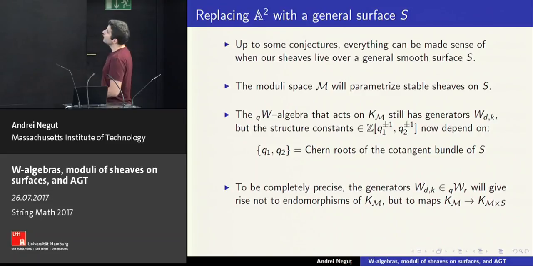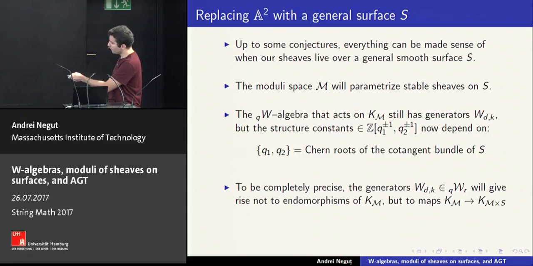So what this means is, you have a W-algebra. You have generators WdK. Any element in a W-algebra is a product of WdKs. The structure constants in terms of these WdKs are polynomials in Q1 and Q2, so you can specialize these polynomials to be anything. In particular, you can specialize these polynomials to be Chern roots of the cotangent bundle of S, so that's the topological data corresponding to the surface S, and that will give you the W-algebra which should act on the K-theory of the moduli space of sheaves on S.